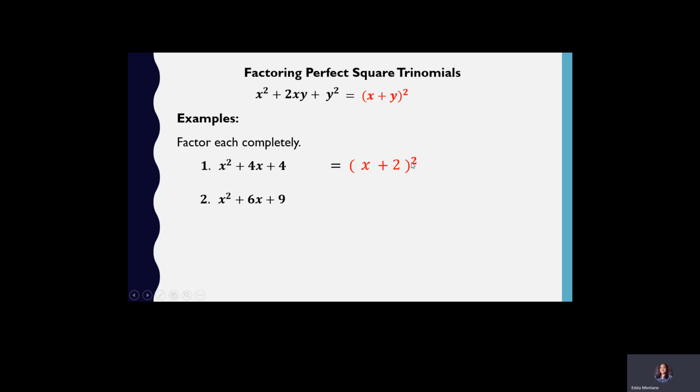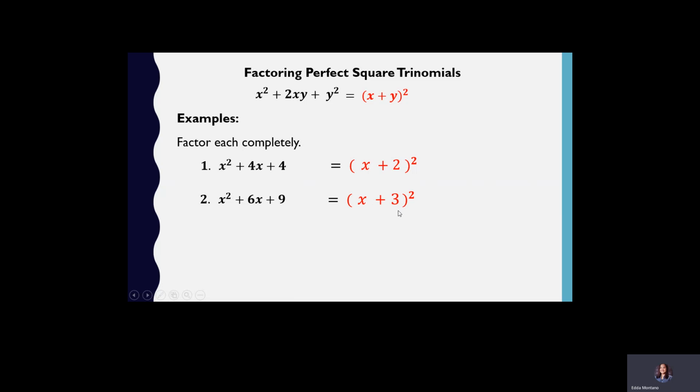Okay, let's have the second example. Now, this time, let's prepare this one. Why is it positive? Because everything here is positive. Then copy the sign of our middle term. Let's get the square root of x squared. That's basically x. The square root of 9 is 3. Simple as that.